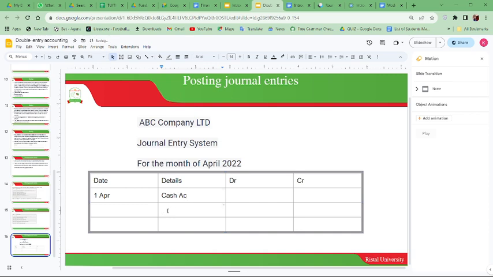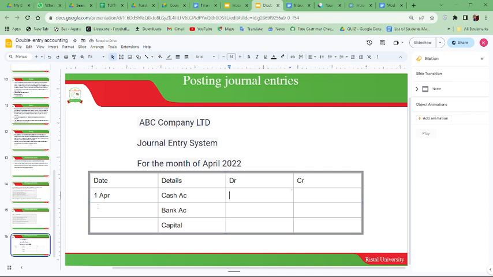So we have bank account, and then we have capital. Capital account.